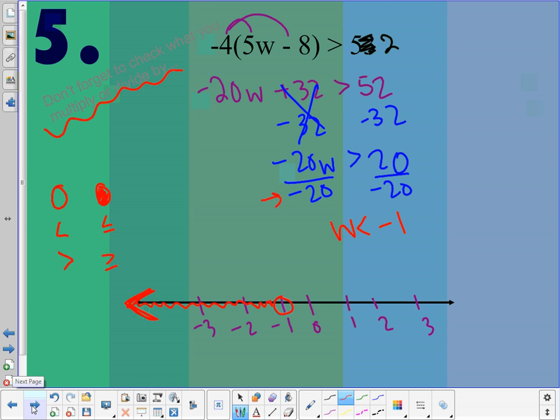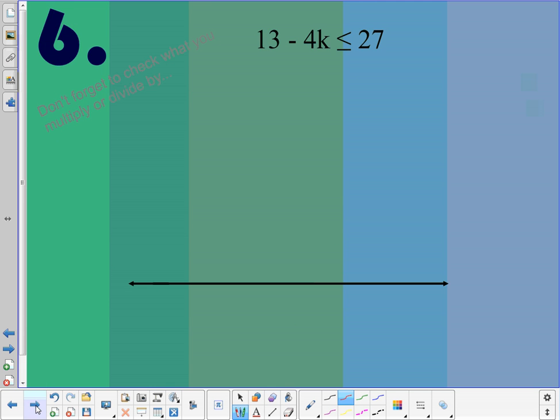Let's take a look at number 6. In number 6, we have 13 minus 4k is less than or equal to 27. So that means I need to subtract the constant of 13. 13 is currently positive, so I need to subtract it away. That leaves me with negative 4 times k is less than or equal to 27 minus 13, which is 14. So then I need to go ahead and divide by that negative 4.